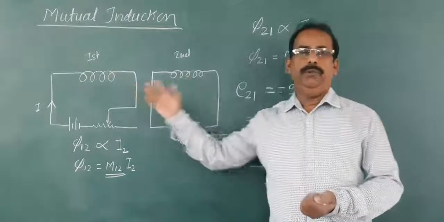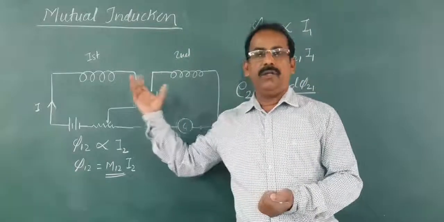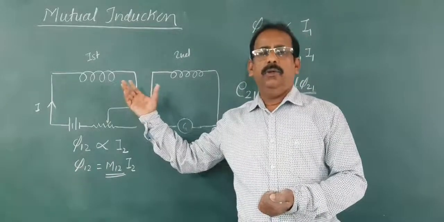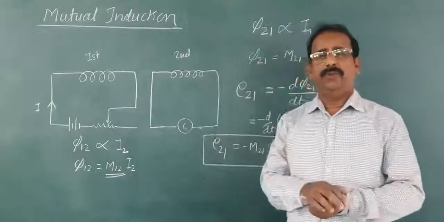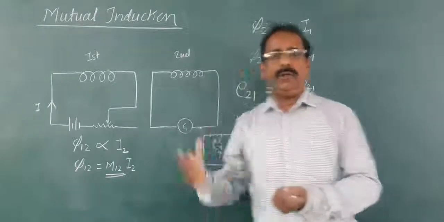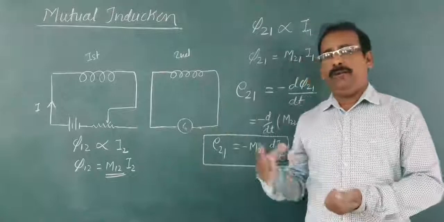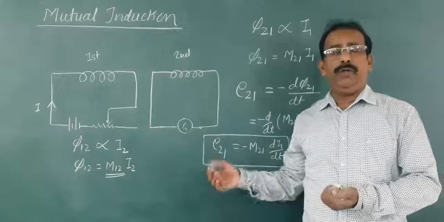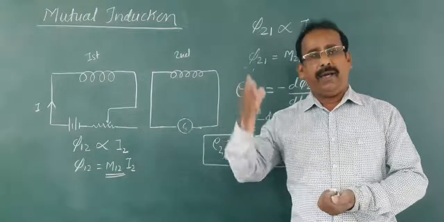If the geometrical conditions of these two coils are the same, by symmetry, you will get M12 equal to M21. Say it is equal to capital M.